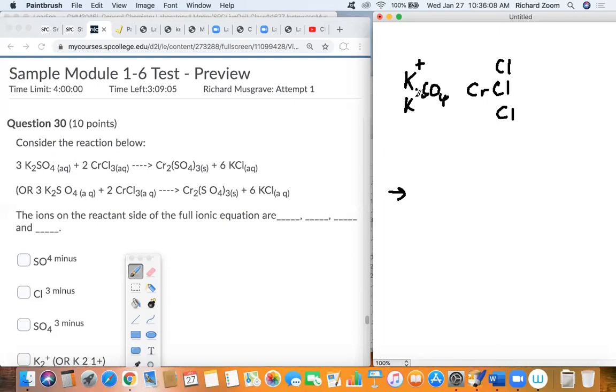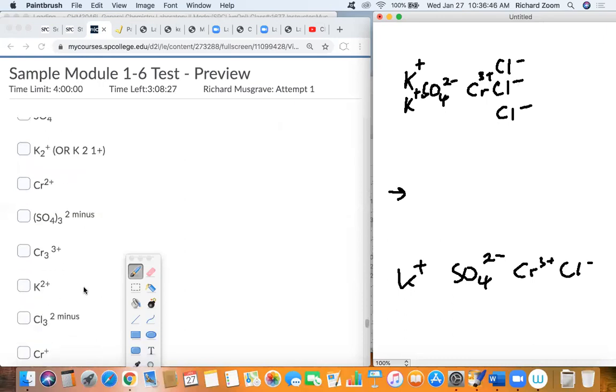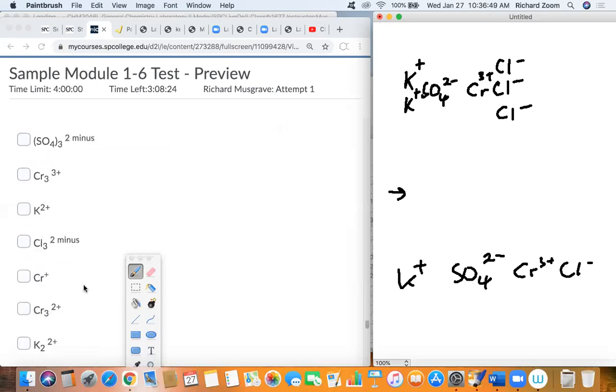So the K+, SO4 2 minus, Cr3+, Cl-, Cl-, Cl-. The ions are going to be K+, SO4 2 minus, Cr3+, and Cl-. Notice I only take one of each of them. That's why the answer is not K2 2+ or anything else, because they're separate ions. So it's K+, SO4 2 minus, Cr3+, and Cl-. Those are the answers that you'd put down. Does anybody have any questions?